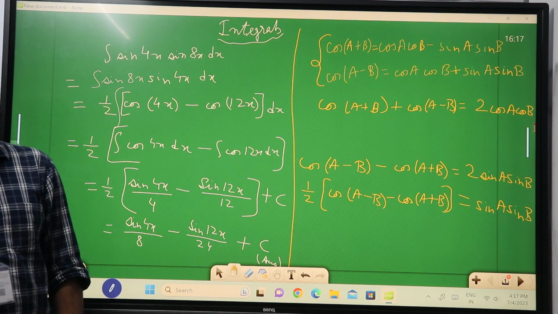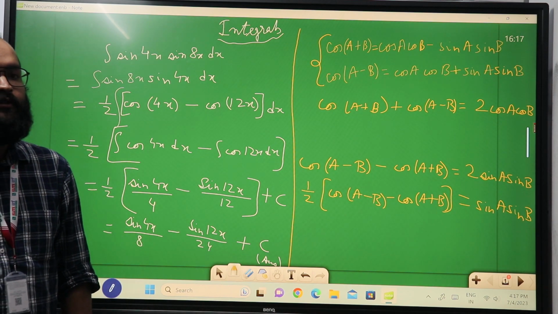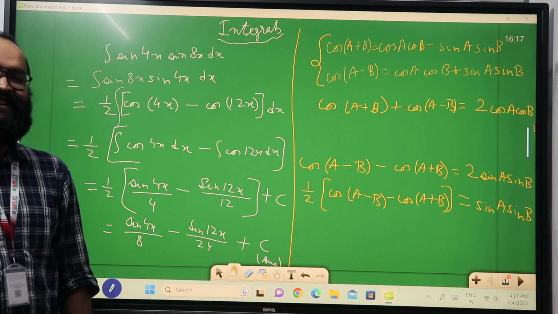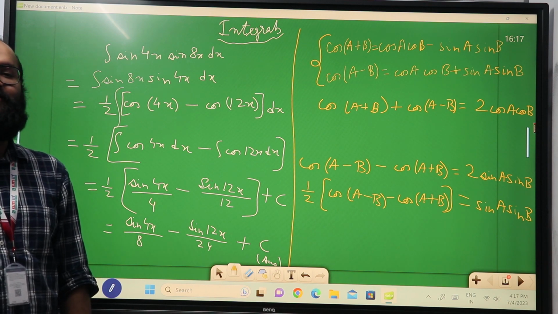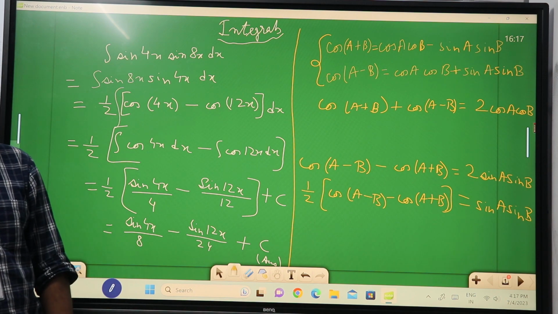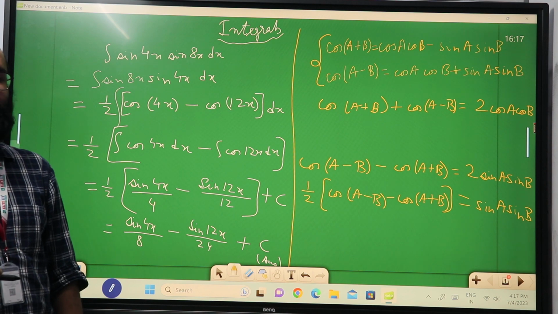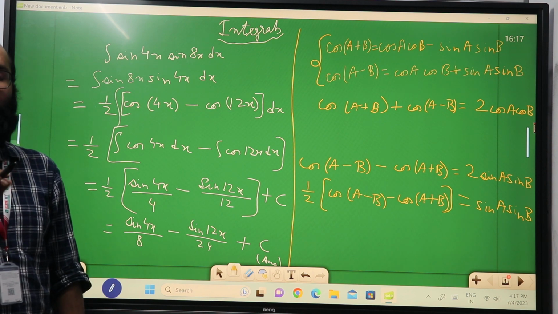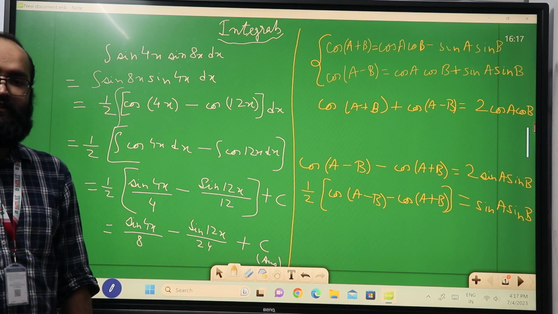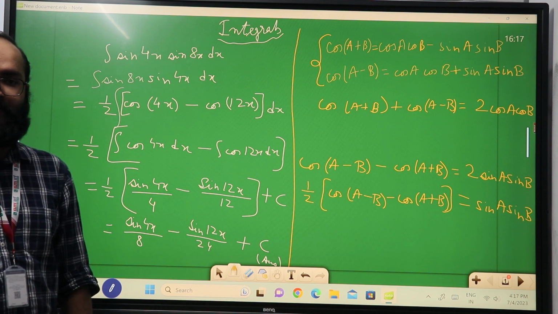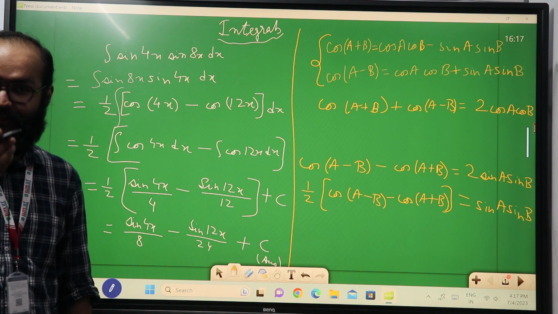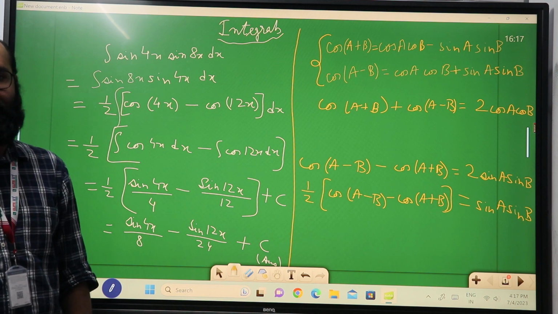Because... Is there any problem without plus C? Sorry? Is there any problem without plus C? Harshita, why do we write plus C? In this indefinite integration, wait, Harshita. First of all, you asked me, is there any problem without plus C? First of all, the plus C is not given in the problem. When we are solving the problem, in the solution we are writing plus C.